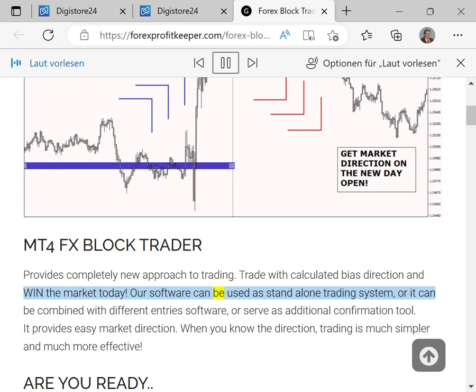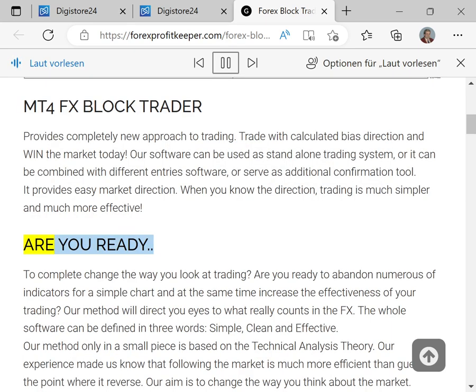Our software can be used as a standalone trading system, or it can be combined with different entry software, or serve as an additional confirmation tool. It provides easy market direction. When you know the direction, trading is much simpler and much more effective. Are you ready to completely change the way you look at trading?